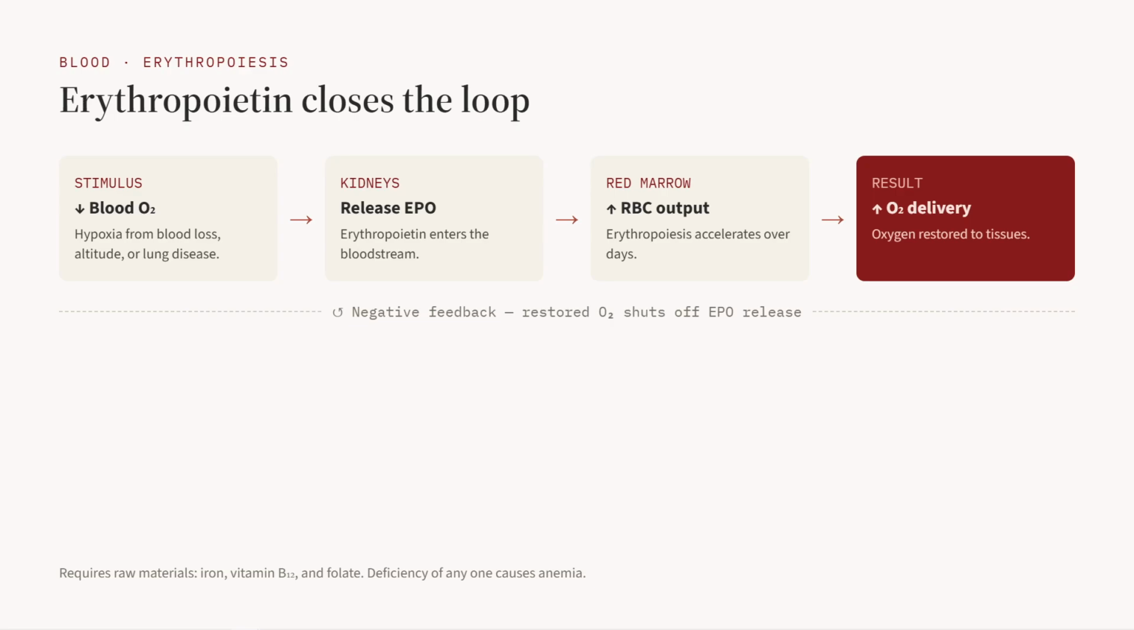More red cells means more oxygen delivered to the tissues. And once oxygen is restored, the signal shuts off. That's the negative feedback closing the loop. One caveat: this only works if the raw materials are present: iron, vitamin B12, and folate. Run short on any one and you get anemia.